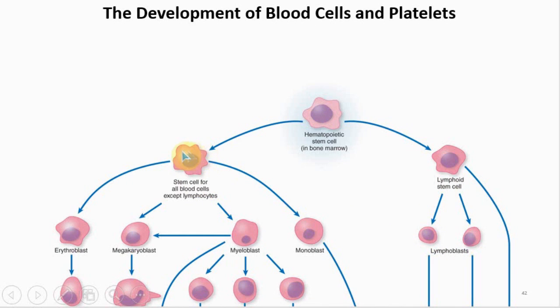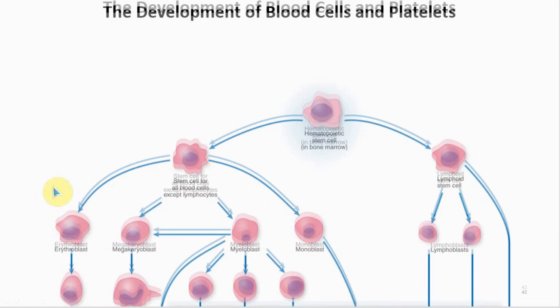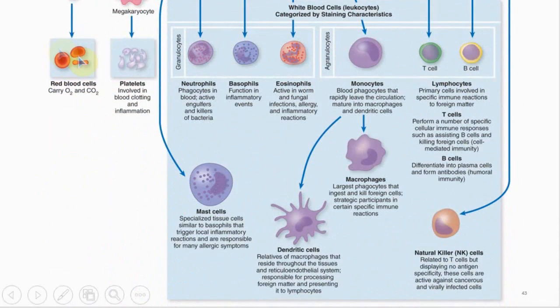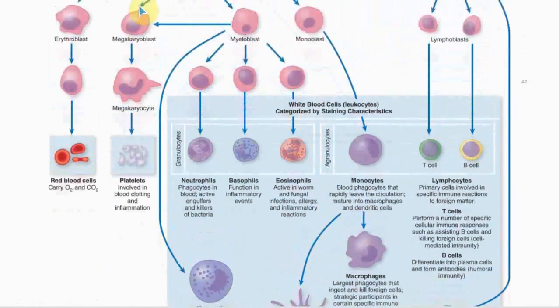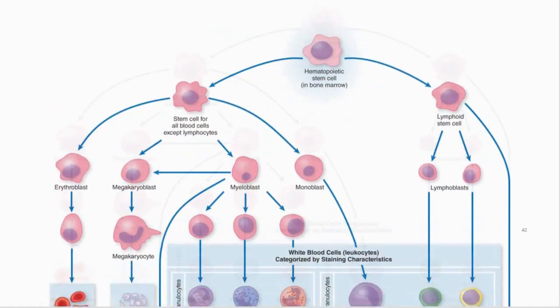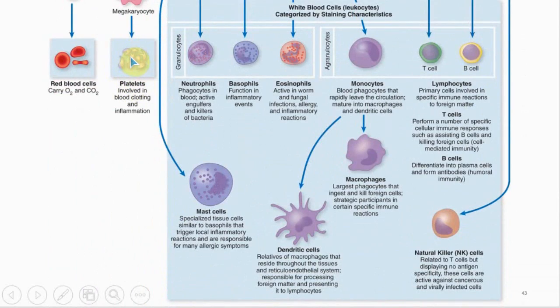Over on this side, these are all of the blood cells. If this hematopoietic stem cell does not become a lymphoid stem cell, it's going to become one of these other types of blood cells: either an erythroblast, a megakaryoblast, a myeloblast, or a monoblast. An erythroblast, as you can see, will become a red blood cell. A megakaryoblast will become a megakaryocyte, which will then fragment and become platelets.